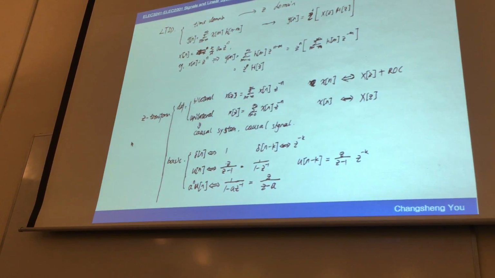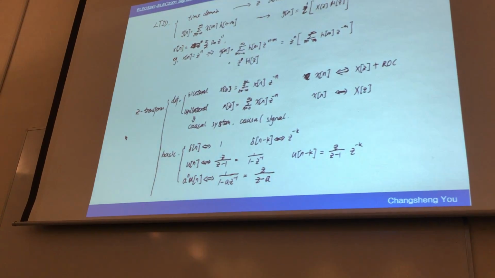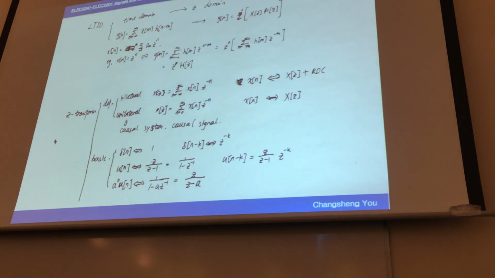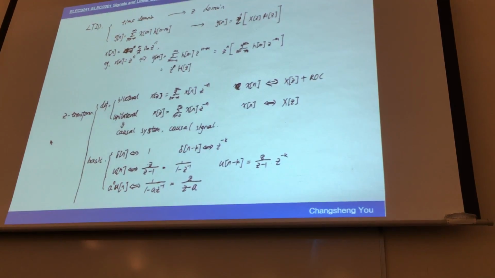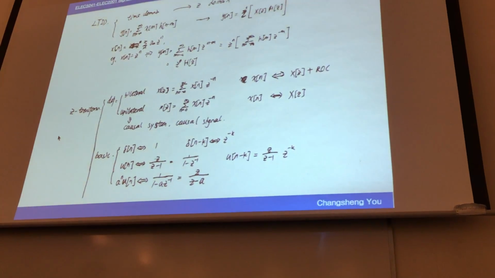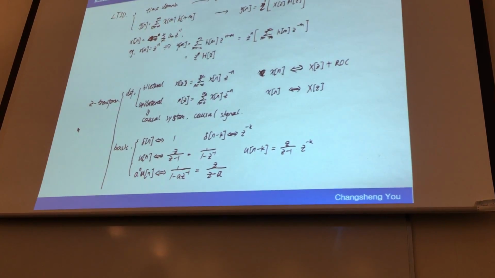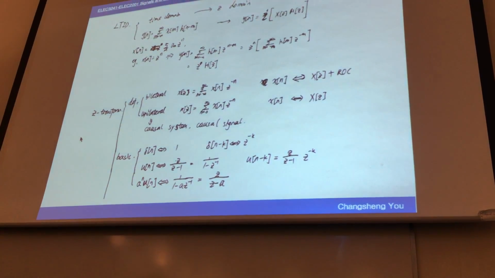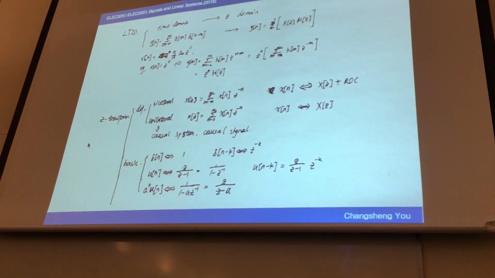Remember, one advantage is it can simplify our calculation of the response, because in the complex domain, we just multiply the two transforms together, and then using the inverse transform, we can get the original response. So similarly, in the Z transform, we also have the same reason. So we analyze the output in the Z domain.